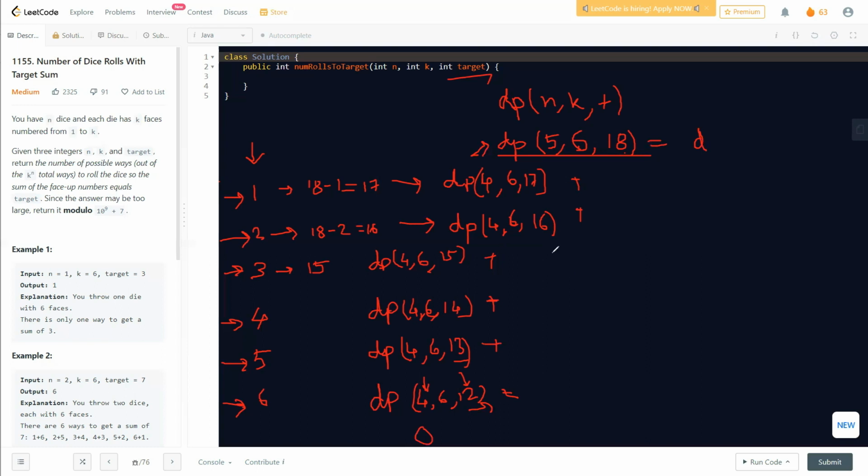Now, we are trying to figure out a formulation for this particular question. What if we have DP of n, k, and t? Okay, if we just know DP of n, k, t, this is the sum of all the values. So let's try to understand DP of n, k, t.